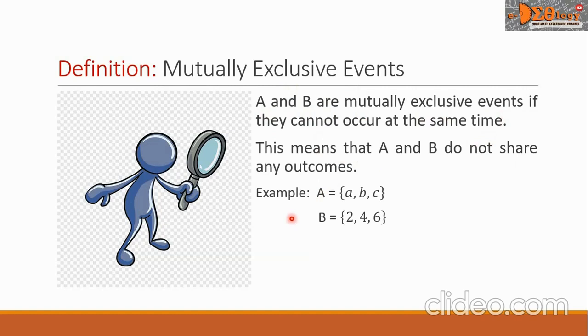Example, let event A have elements small a, small b, and small c. Let event B be the event whose outcomes are 2, 4, and 6. We say that A and B are mutually exclusive events such that A intersect B equals 0.